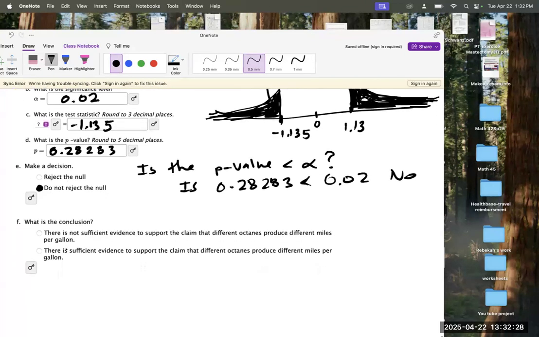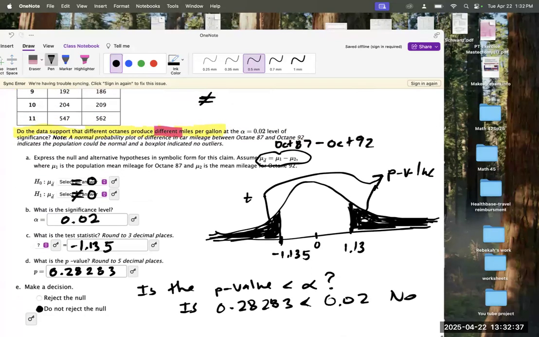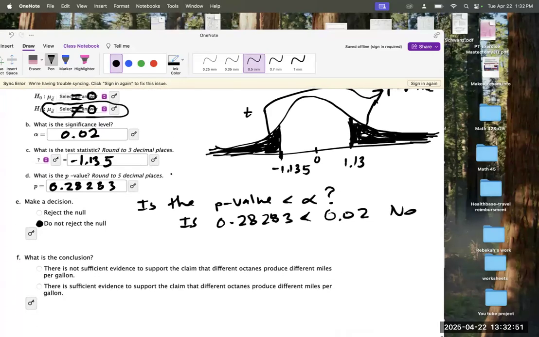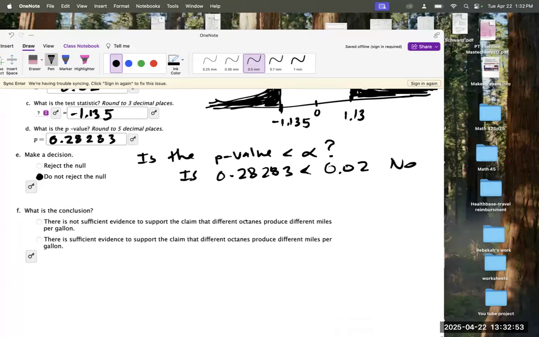Then they ask us, what is the conclusion? We say there is not sufficient evidence to support the claim. The original claim here, if we look back here, is the alternative hypothesis, and it's also up here. Do the data support that there's different miles per gallon for different octanes? And so we're saying there is not enough evidence to show that. So there is not sufficient evidence to claim that there's different miles per gallon due to the octanes. There we go. So that is our solution here.